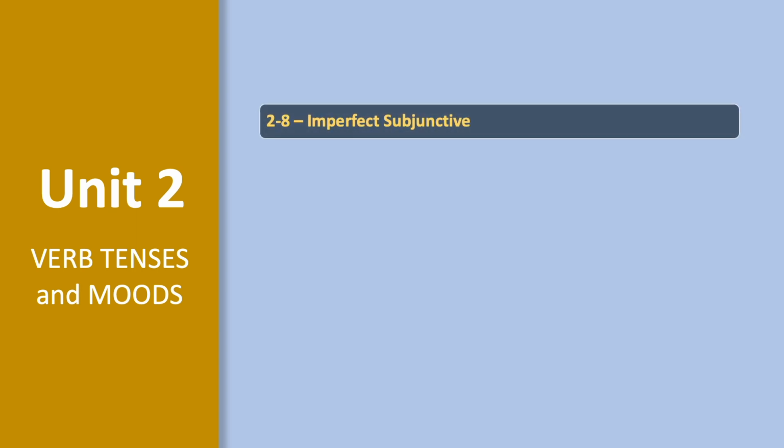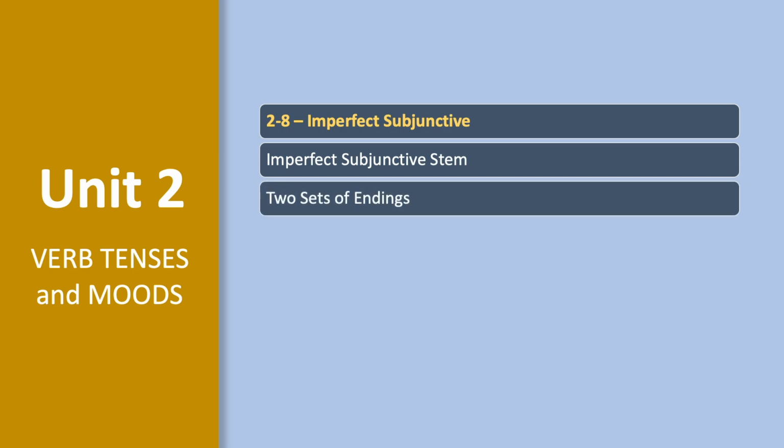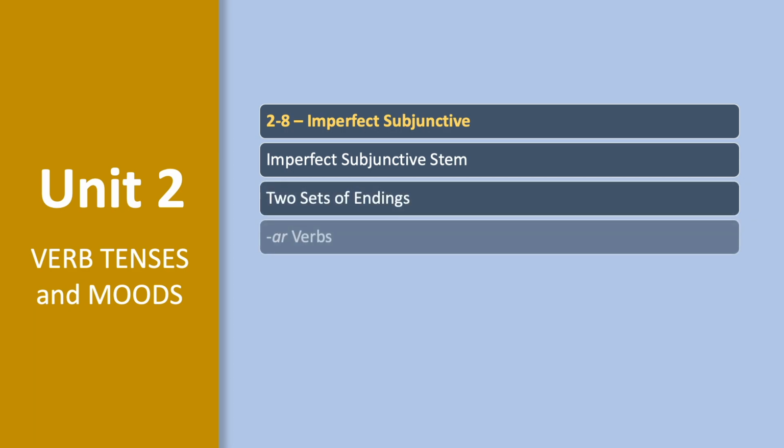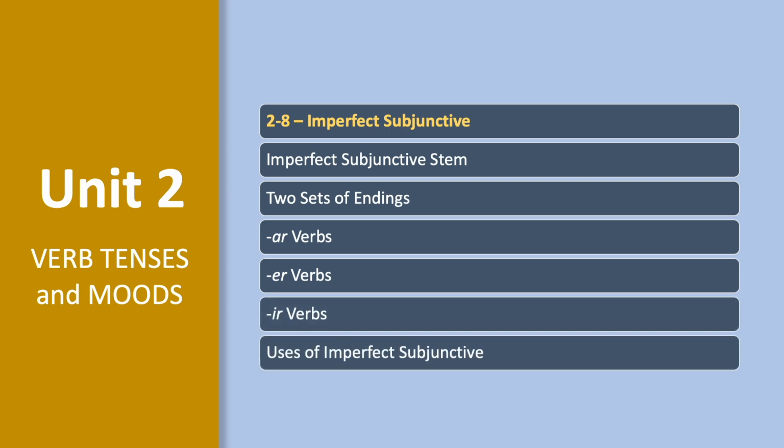For the imperfect subjunctive, we will look at how its stem is formed in more detail, the fact that it has two sets of verb endings for all three verb groups, as well as the uses of the imperfect subjunctive.